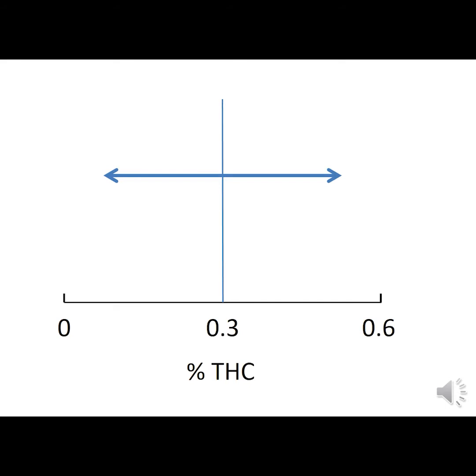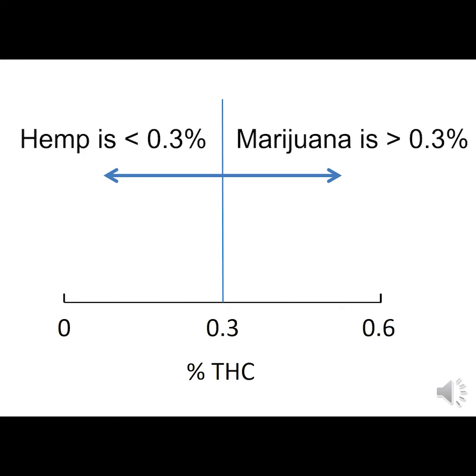So we have this definition of hemp being a plant that has less than 0.3% total THC. And in a perfect world, if a plant tested 0.299% THC, it would be considered hemp. And if it tested 0.301% THC, it would be considered marijuana. Anything less than 0.3% is hemp. Anything greater than 0.3% is marijuana.